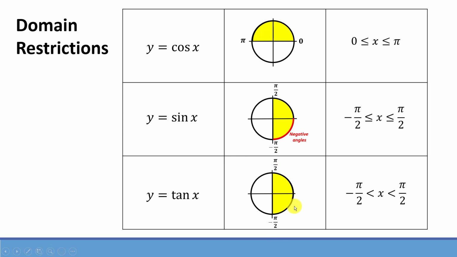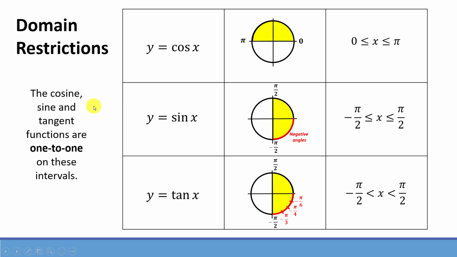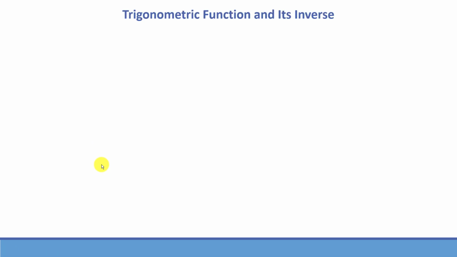Once again, I'm going to remind you that in quadrant 4, angles are negative. And specifically, the values that we're going to be using are negative pi over 3, negative pi over 4, negative pi over 6. Well, and then you reach 0, right? Okay, so these are the domain restrictions for cosine, sine, and tangent. The cosine, sine, and tangent functions are one-to-one on these intervals. And that means that we can obtain their inverses. Let's see how that works.